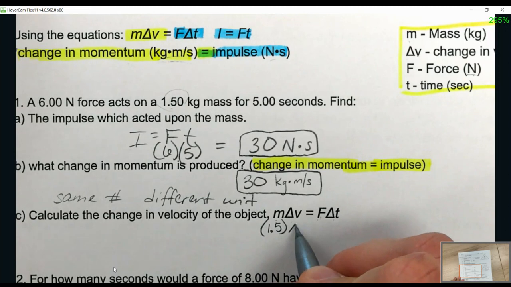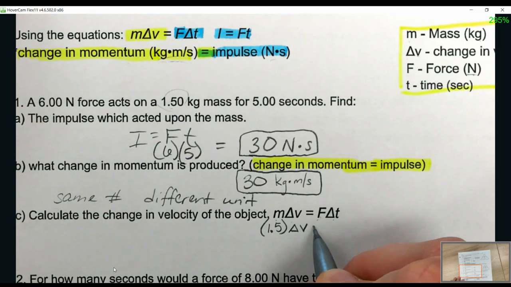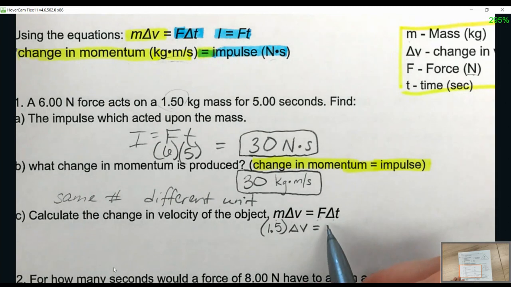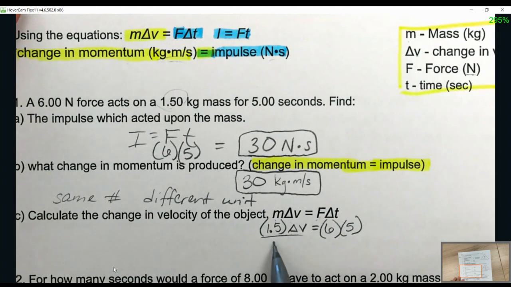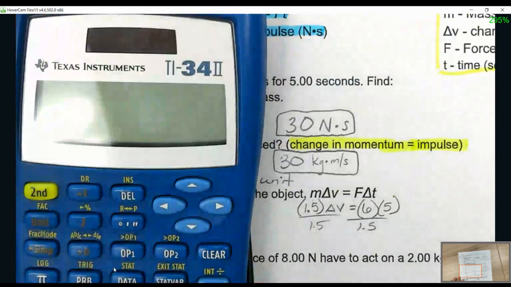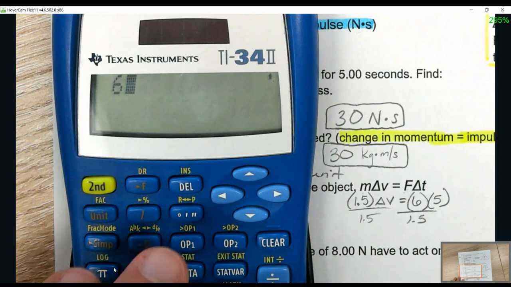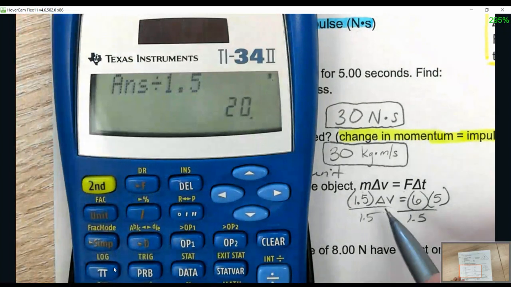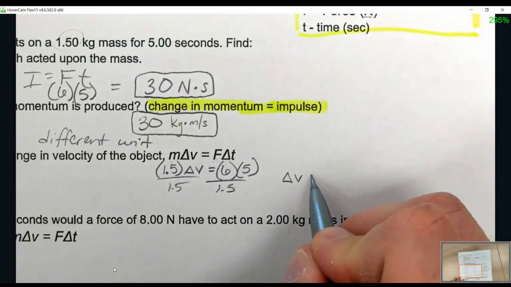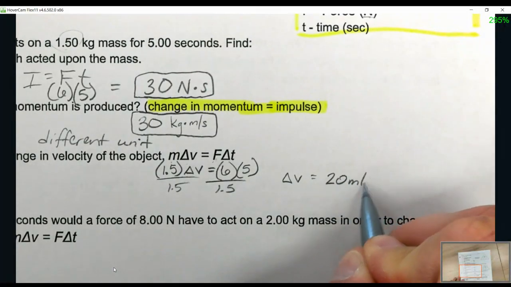They want us to find the change in velocity, so your delta V, we're leaving that there. The force was 6 newtons, force is in newtons. And T is the time, and that was 5 seconds. So to get delta V by itself, you divide both sides by 1.5. So in your calculator, guys, all you're doing is throwing in 6 times 5, and then dividing it by whatever's on the other side of your equation. In this case, it's 1.5. So delta V is going to come out to be 20 meters per second.